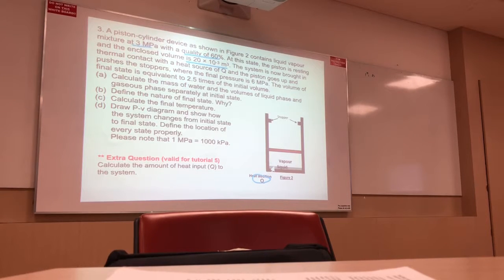The piston goes up. The piston is going up here, right? The piston is going up and pushes the stopper. This is the stopper. Where the final pressure is 6 megapascal. Here is 3 megapascal and here is 6 megapascal. The volume of the final state, here the total volume is V1, for example, and here is V3 or V2, which is 2.5 times the initial volume V1.